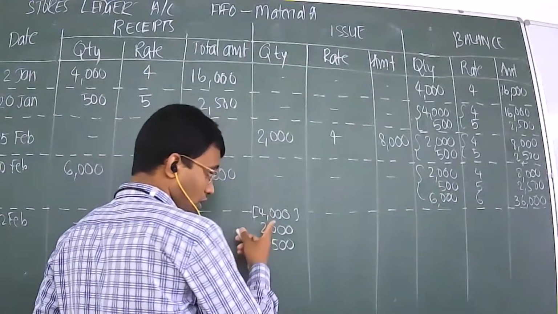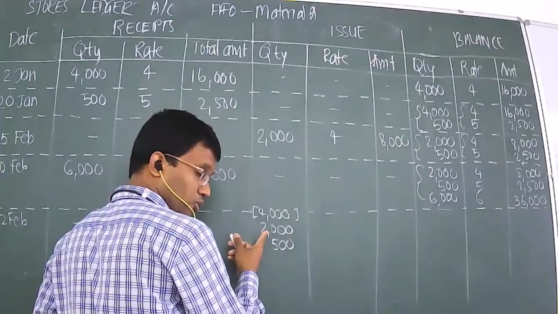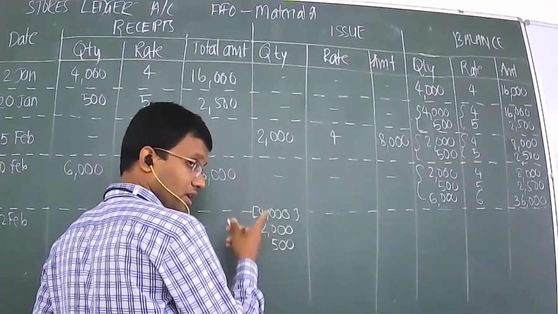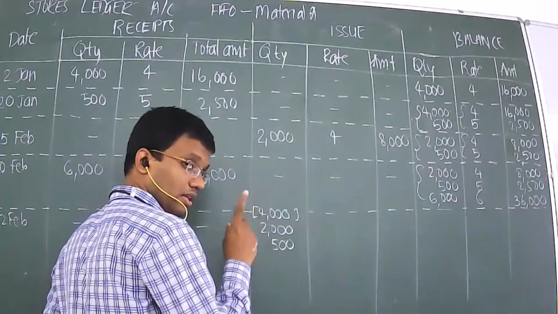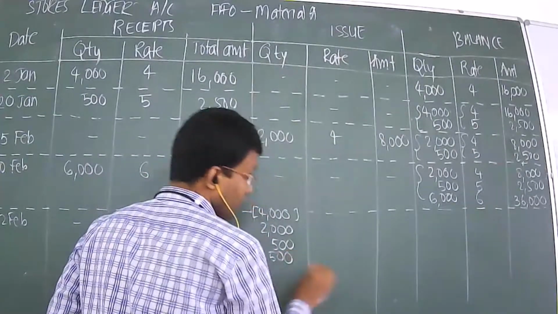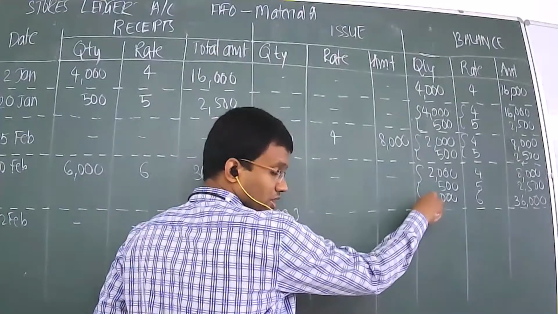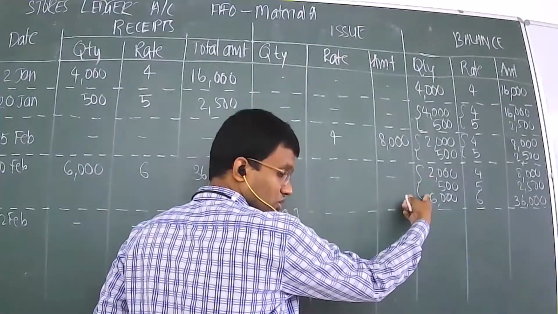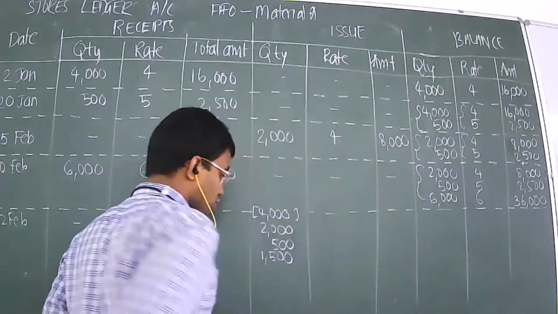Okay, so out of 4,000, I fulfilled 2,000. Then I fulfilled another 500. Now I still have to fulfill another 1,500. So 1,500 I will be issuing from my third batch, the batch that I bought at 6,000 rupees.